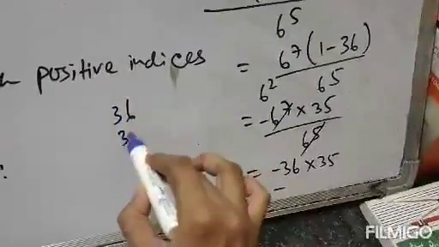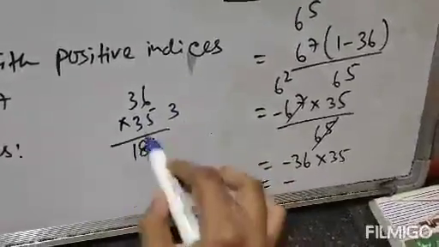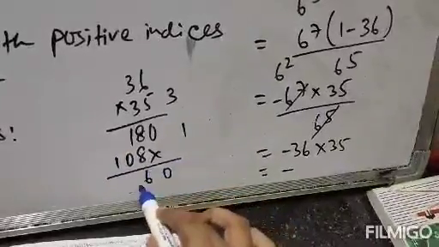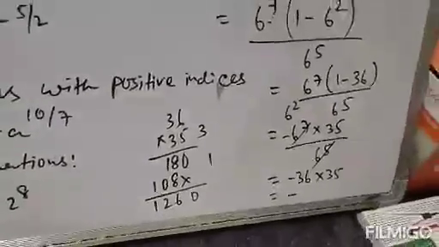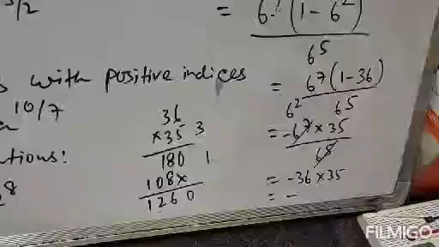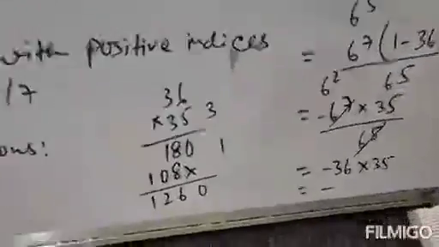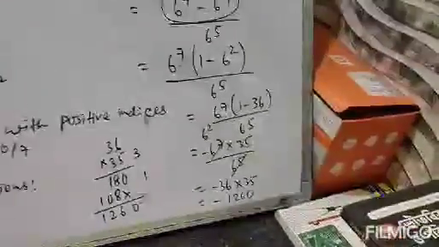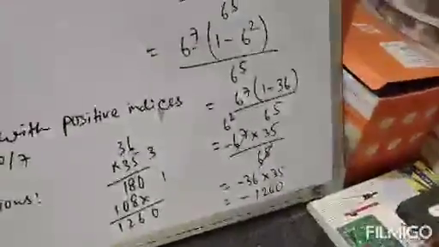If you multiply 36 into 35: 5 sixes are 30, carry 3; 5 threes are 15, plus 3 is 18. 3 sixes are 18, carry 1; 3 threes are 9, plus 1 is 10. So 1260. So the answer is 1260, and with the minus sign, minus 1260 is the answer. Clear? So minus 1260 is the answer.